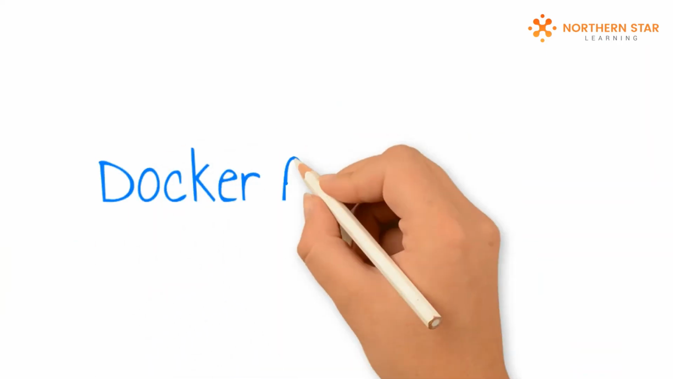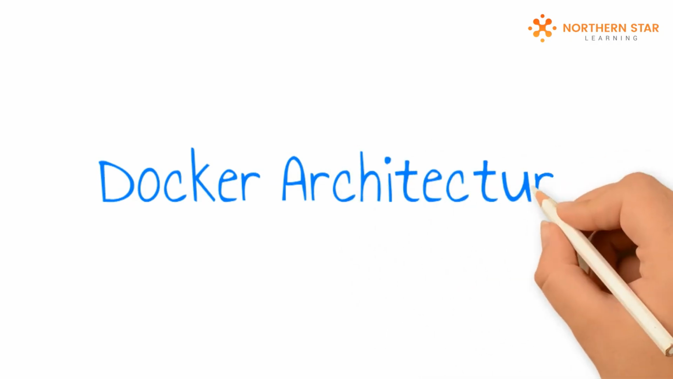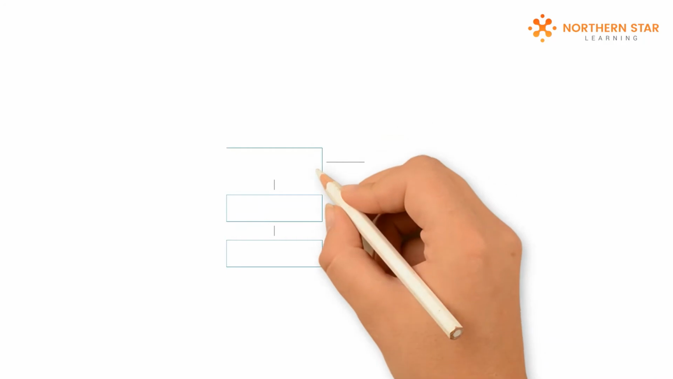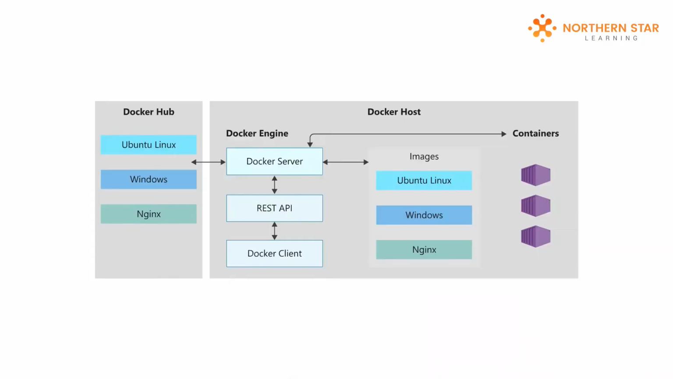Now, let's talk about a brief overview of Docker architecture. Docker engine consists of several components, configured as client-server implementation. Client and server run simultaneously on the same host. They communicate with each other using REST API.